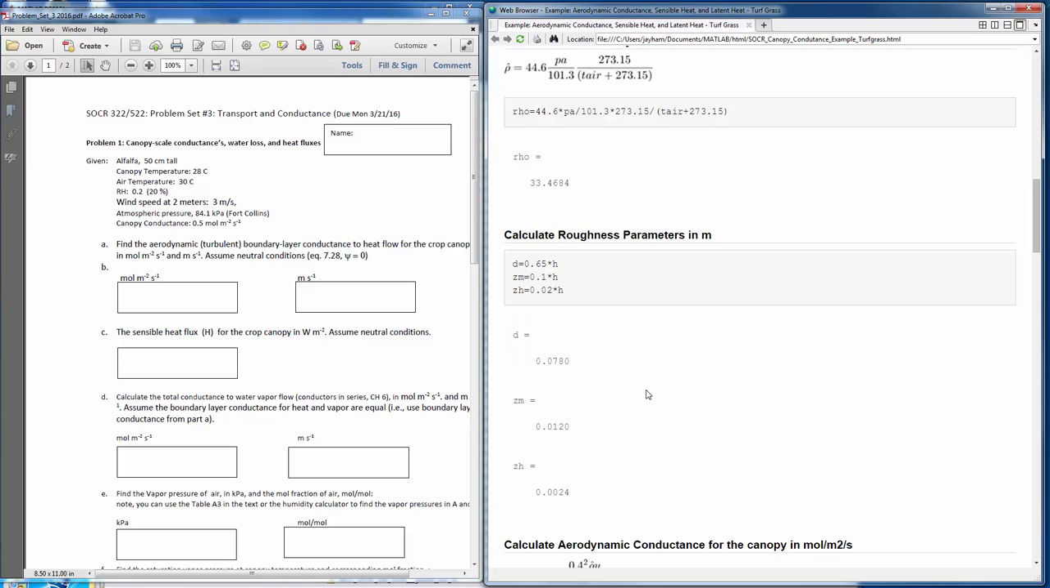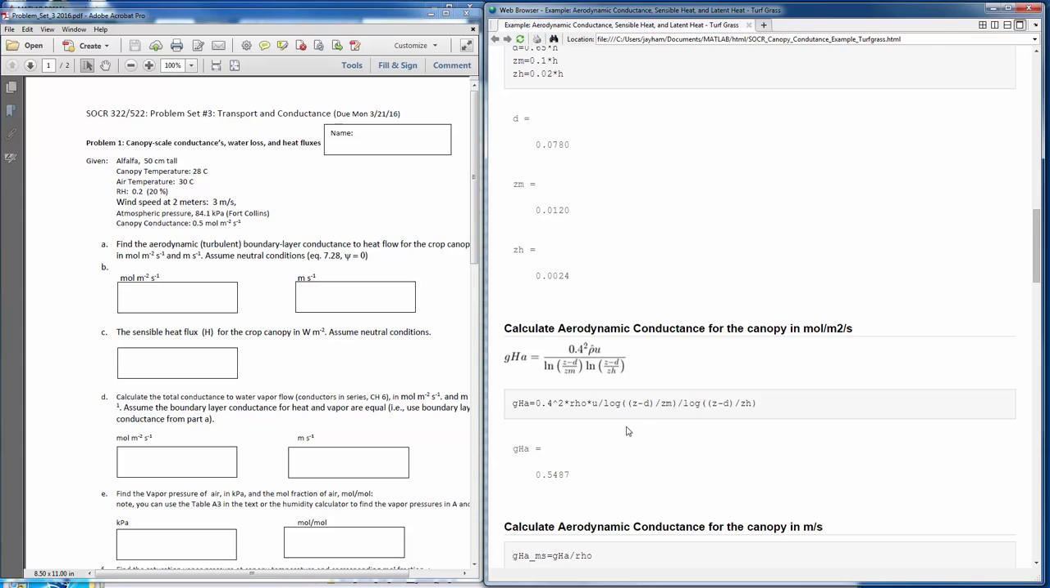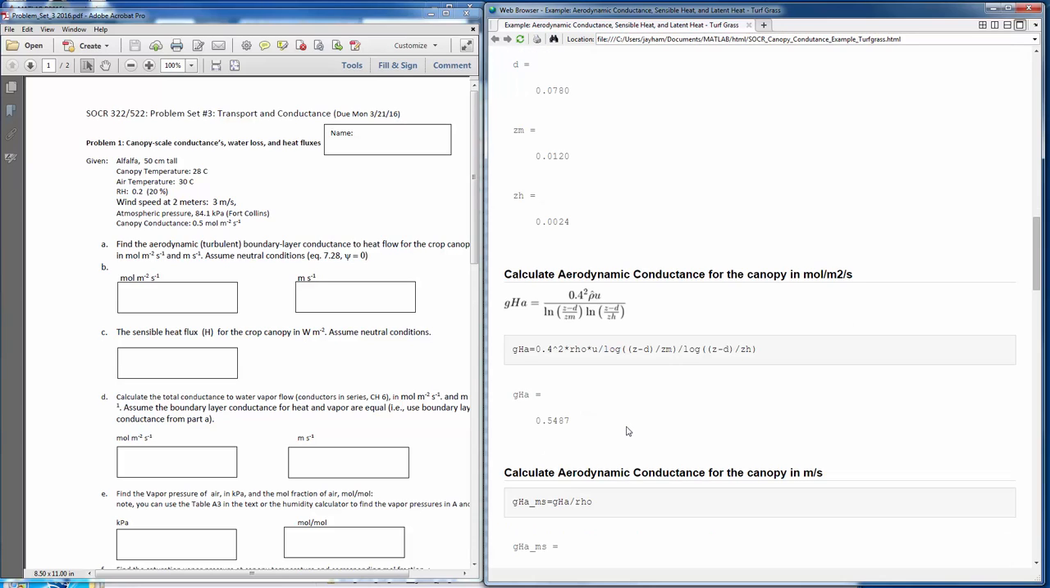Also, to calculate aerodynamic conductance, we're going to need our roughness parameters. Displacement height, roughness length for momentum, and roughness length for heat. All those can be computed from the height of the vegetation. And you can see me doing those here using, in my case, a height of 0.12 meters or 12 centimeters. Your canopy is 50 centimeters tall, so your numbers are going to be larger.